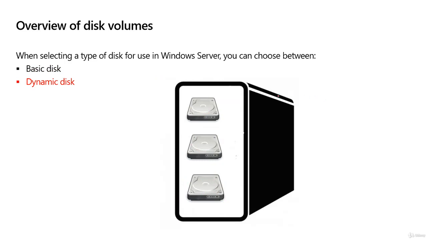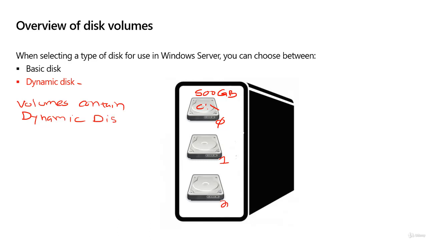With a dynamic disk, let's say my C drive is just all on disk 0. And we'll say again, that's 500 gigs. Disk 1 and disk 2, we'll say they're 500 gigs each as well. But what I can do now, with a dynamic disk, they do not contain partitions. What I always say for a dynamic disk, volumes contain dynamic disks. So we do not use the term partition. We use the term volume. And now my volume can contain multiple disks, actually up to 32 disks in one volume.